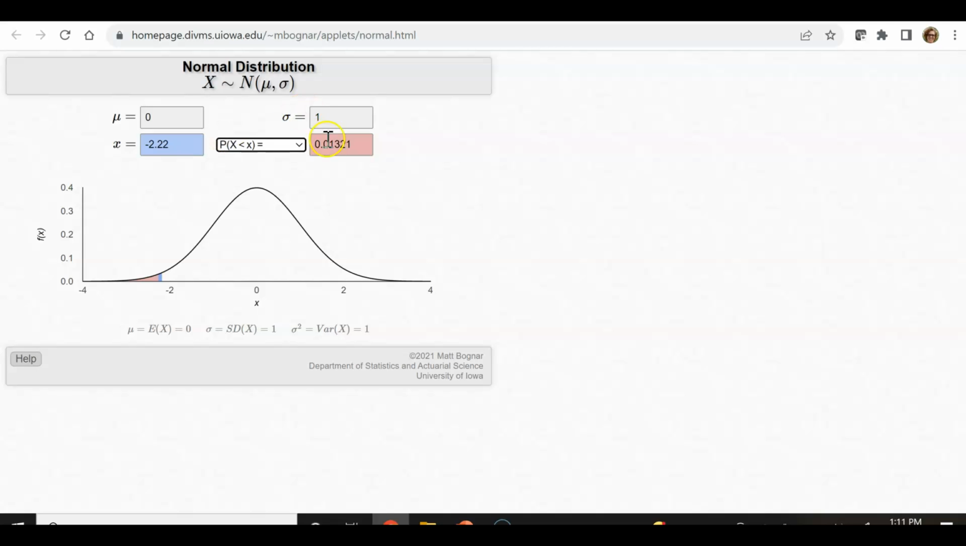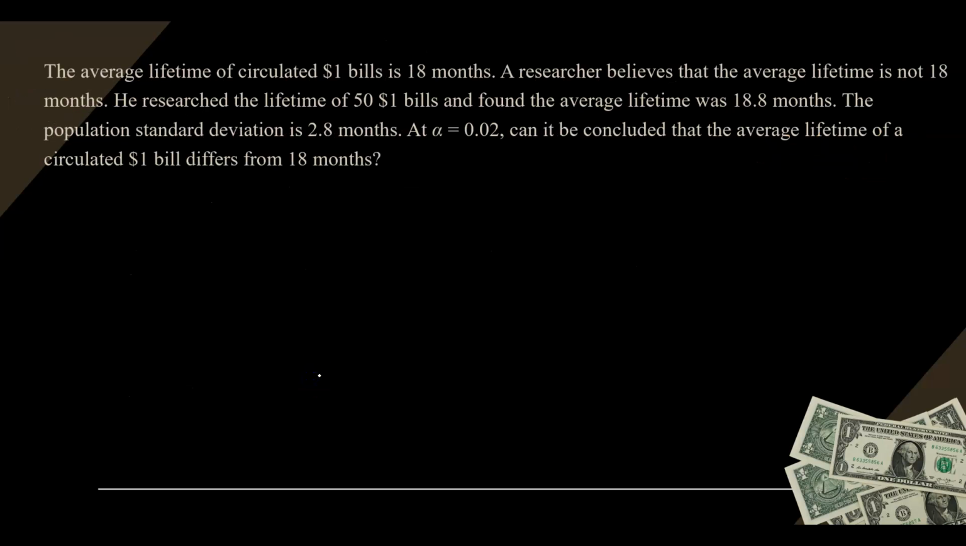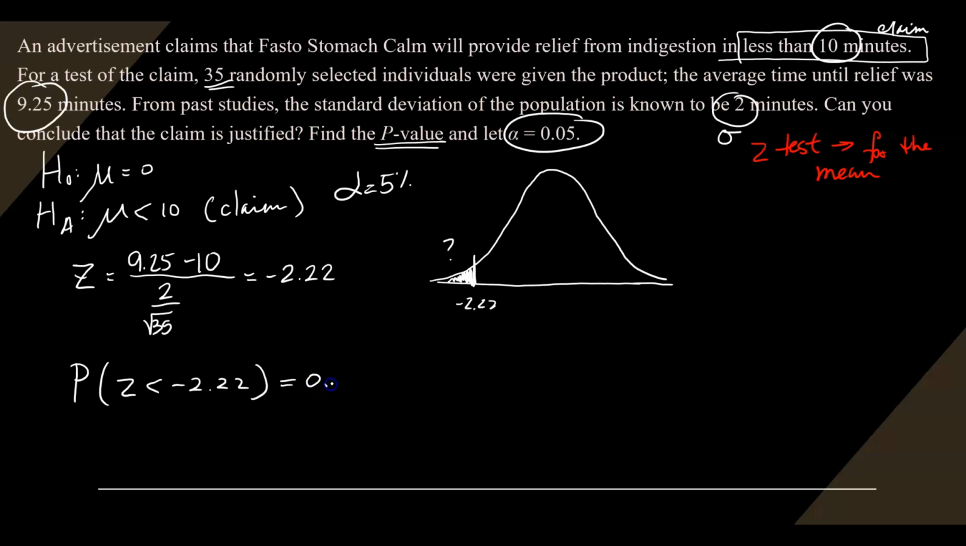Okay, and the probability is this pink area, which is the area under the curve, which is 0.01. Whoops, sorry about that, 0.01. Okay, now I need to compare this probability to my alpha.